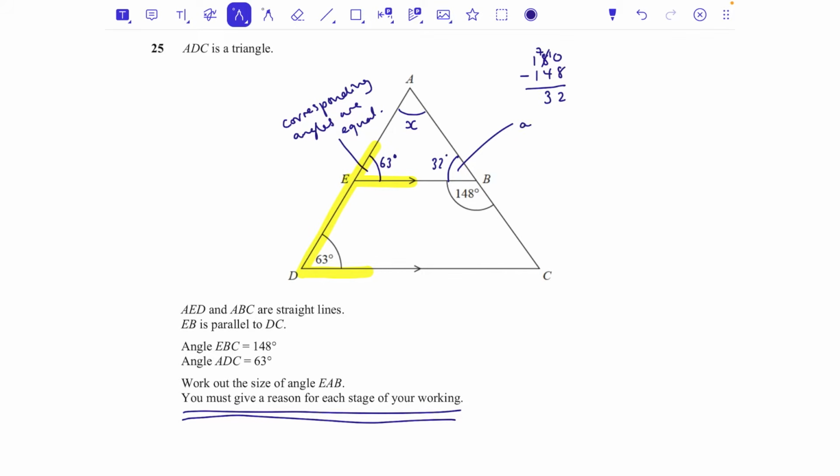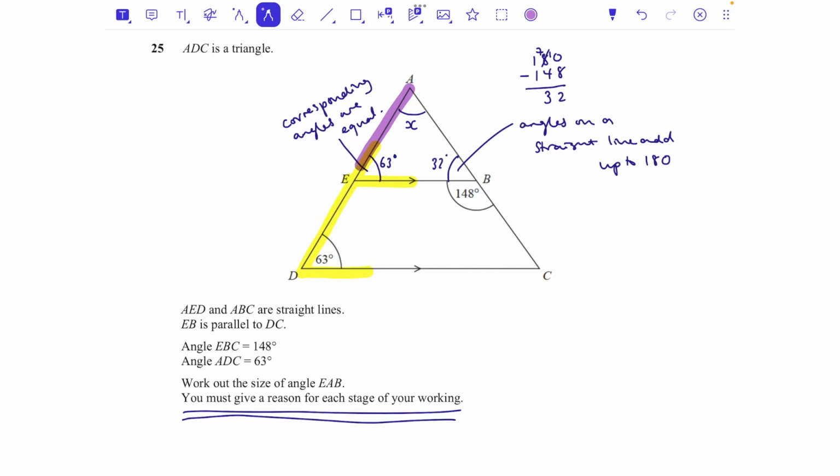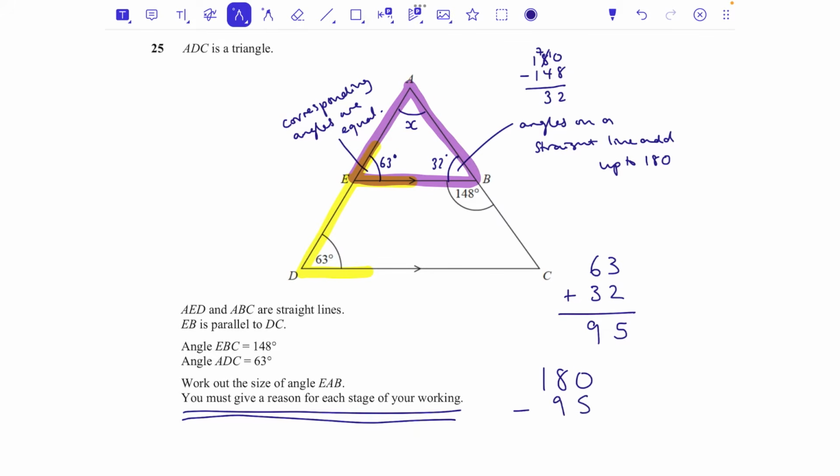What's the reason? Well, it's angles on a straight line add up to 180. And then last but not least, we can now look at that triangle at the top. So let's just highlight that for you guys. So that triangle here, we know that the angles in that triangle would need to add up to 180. So let's do 63 add 32, which is 95, and then 180 take away 95.